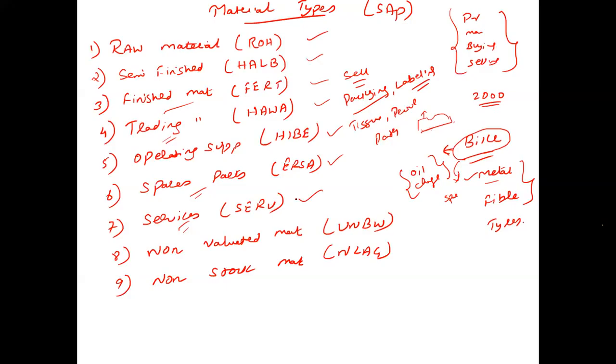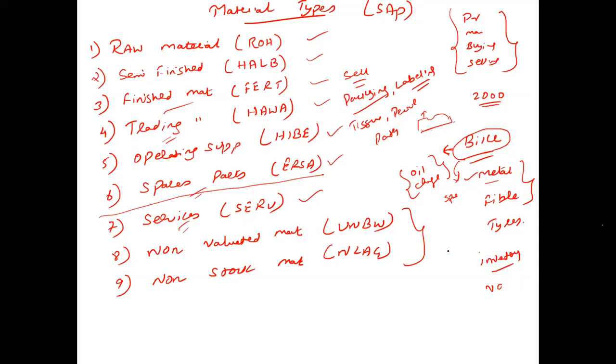Okay, and there are two important material types: non-valuated and non-stock. Till now, we have seen the materials. All these materials are getting manufactured in-house or manufactured at the vendor place, and you will have inventory in every material type till now, till the spare parts. So if you buy the raw material, you will have the inventory. If you buy semi-finished material, you will have the inventory. If you make the finished material, you will have the inventory. For all these material types, you will have the inventory. And if you have the inventory, you will have the value also.